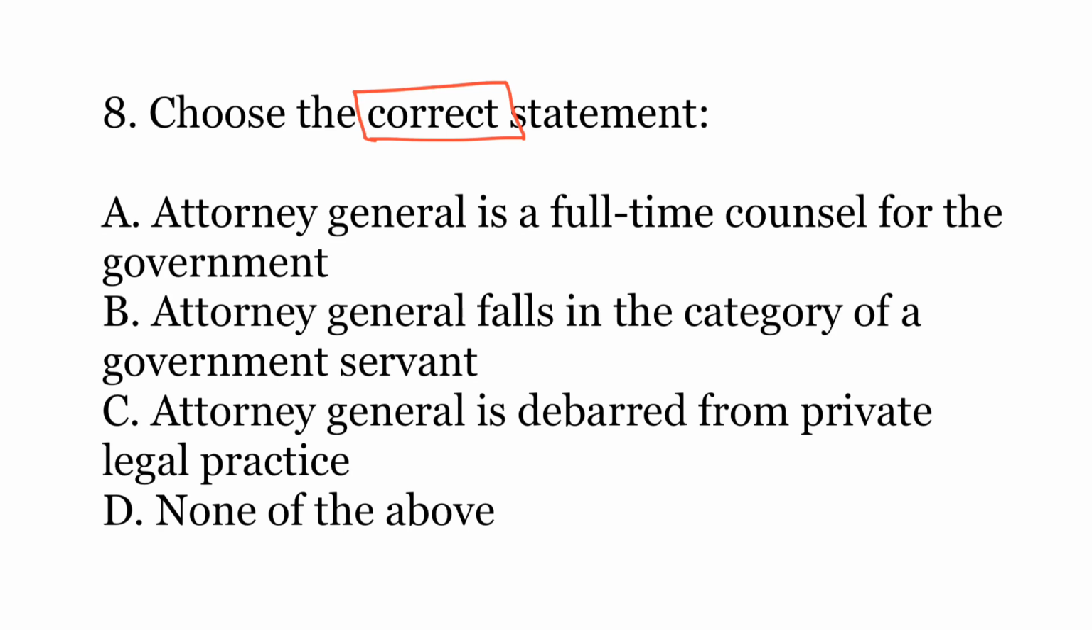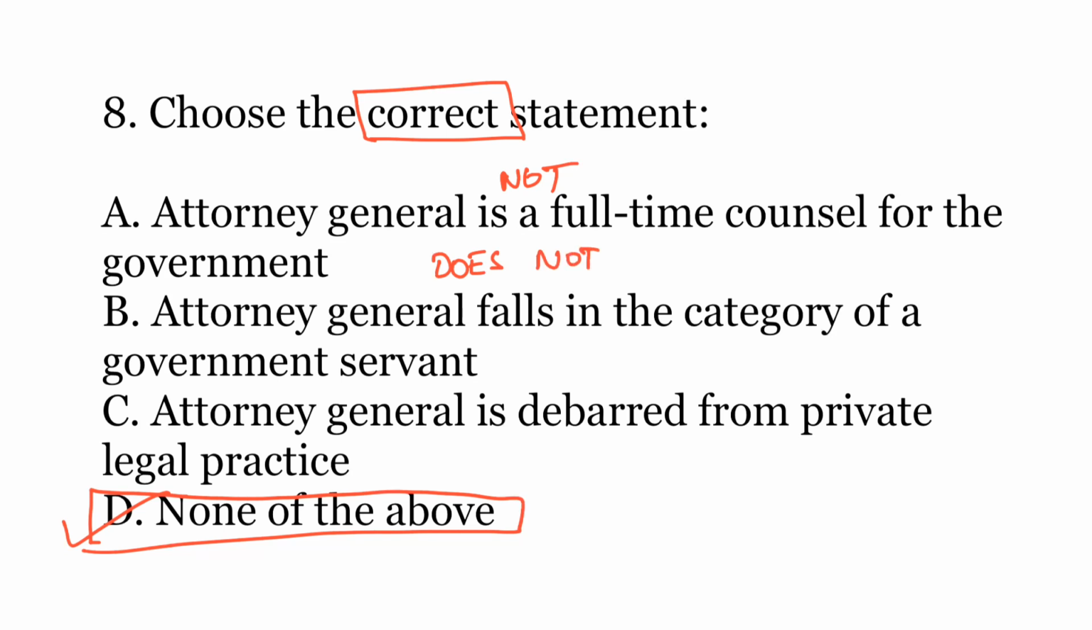The correct statement is none of the above. So all the statements are incorrect. Attorney General is not a full-time counsel for the government. Attorney General does not fall in the category of a government servant, and Attorney General is not debarred from private legal practice. So all the three statements are incorrect.